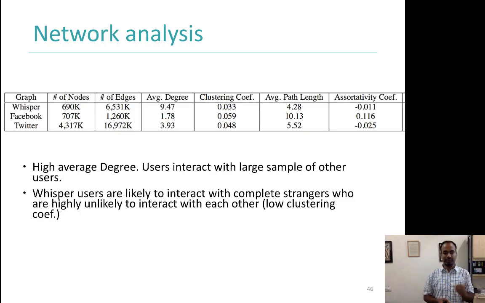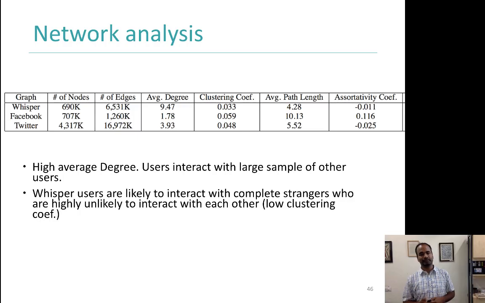Look at the clustering coefficient. If you remember what the clustering coefficient is, it lets you say how the graph looks. Whisper users are likely to interact with complete strangers who are highly unlikely to interact with each other also. So if you look at the values, it's pretty low: 0.033 compared to 0.059 for Facebook and 0.048 in Twitter.